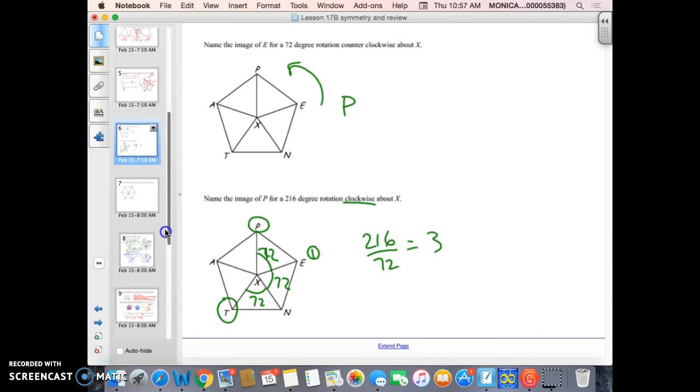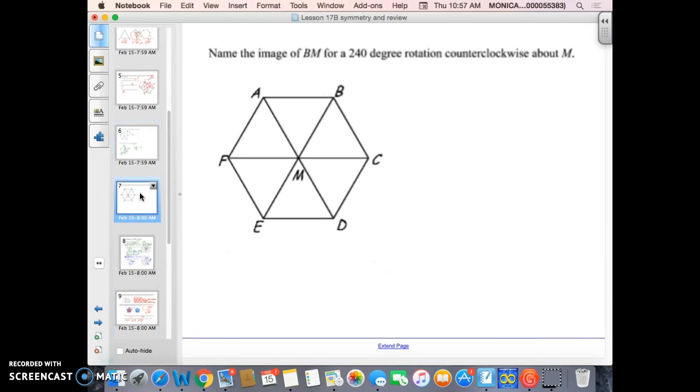All right. And I think there's one more problem. It says name the image BM for a 240 degree rotation. So BM is here. And we're going 240. So first I need to see 1, 2, 3, 4, 5, 6. So that's 60. 240 would be 60 times 4 is 240. So that means I'm doing 4 rotations. So 1, up, counterclockwise, cancel that. 1, 2, 3, 4. So I'd end up at BD. I'm sorry, MD.